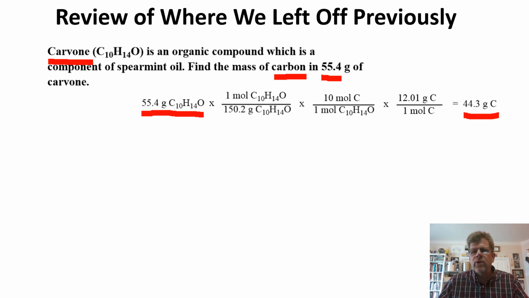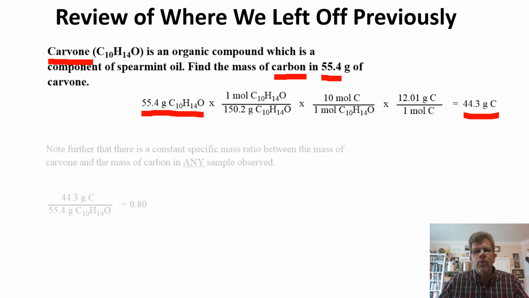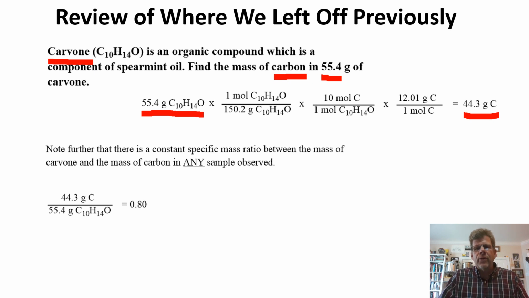It should be noted that if we take the two masses and divide one into the other, really the mass of the carbon divided by the mass of the carvone compound, we come up with a specific number, a ratio, and that's 0.80. If we multiplied that by 100, it would come up to 80%. So we can say that in this sample, 80% of its mass is attributable to carbon, always.